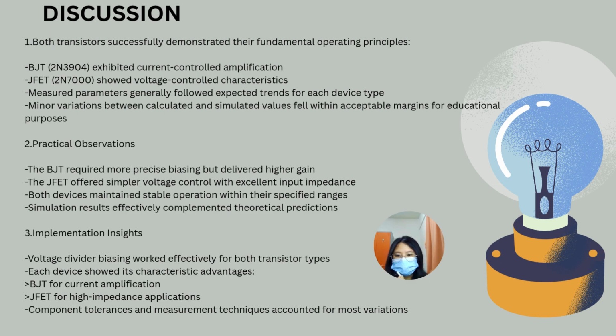And also implementation insights. Voltage divider biasing works effectively for both transistor types. Each device shows its characteristic advantages: BJT for current applications and JFET for high impedance applications. Component tolerances and measurement technique accounted for most variations.